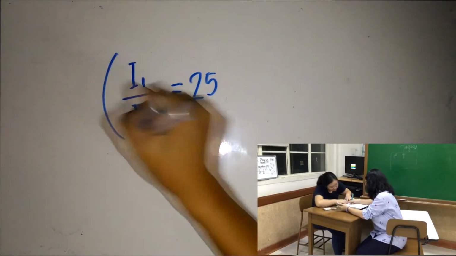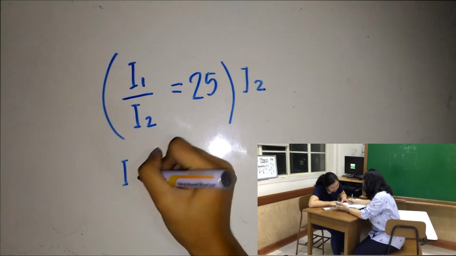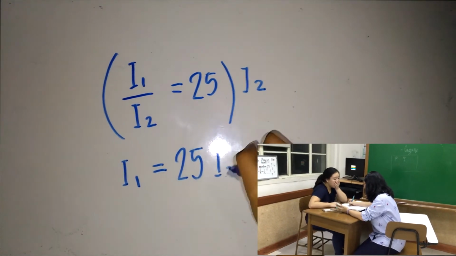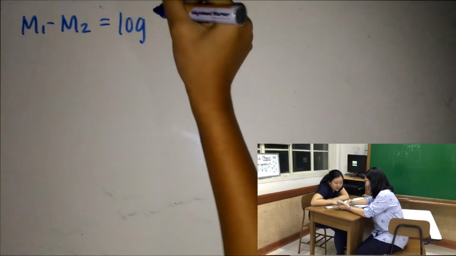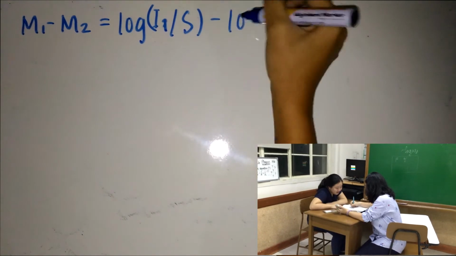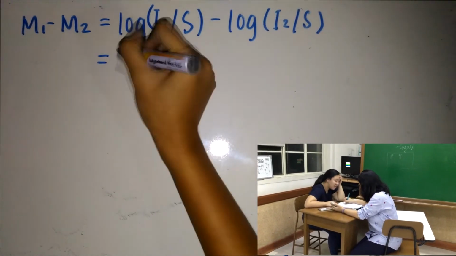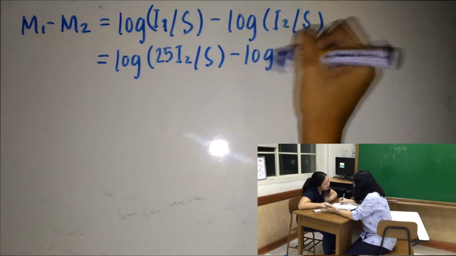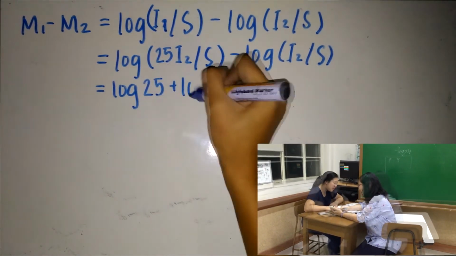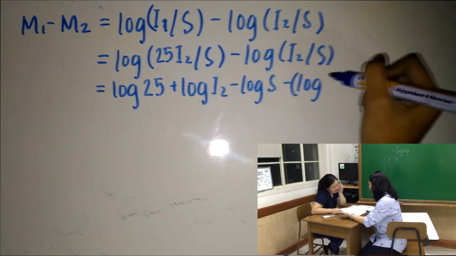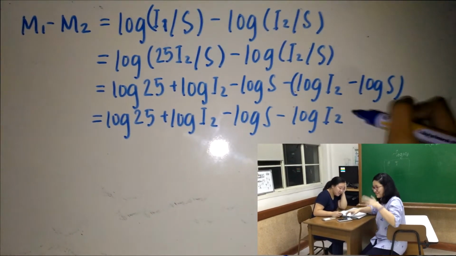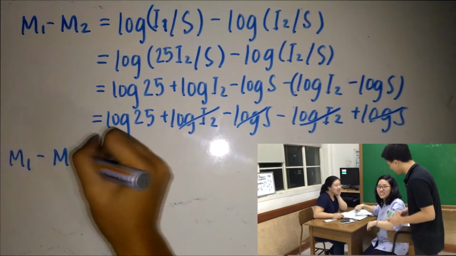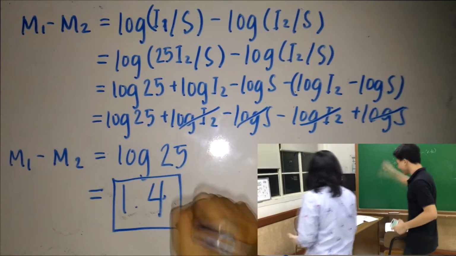First, solve for I1 by multiplying both sides of the equation by I2. And we get I1 equals 25 times I2. We can write M1 minus M2 as log I1 over S minus log I2 over S. Now that we've done that, let's substitute I1 with the answer that we got earlier, which is 25 times I2. Once you input that in the calculator, you'll get an answer of log 25, or 1.4.